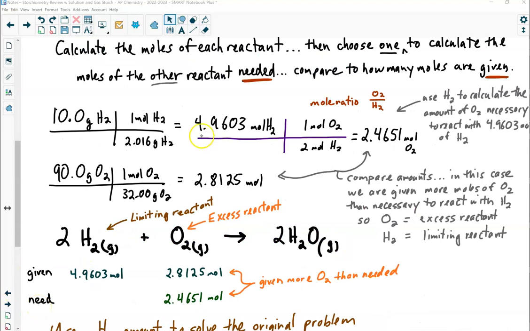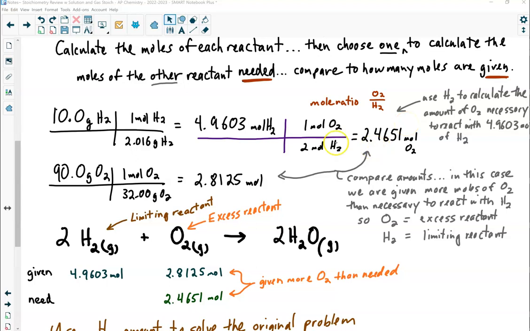So first, calculate the number of moles of hydrogen, 4.9603. That's actually too many sig figs, but remember, we can carry more sig figs until we get to the end. Calculate the moles of oxygen, 2.1825 moles. Then I'm going to use hydrogen to calculate the amount of oxygen that would be needed to react with this amount of hydrogen, this 4.9603 moles. To do that, I use the mole ratio of oxygen to hydrogen from the balanced equation, as if I'm calculating the number of moles of oxygen that would be needed for this chemical reaction.